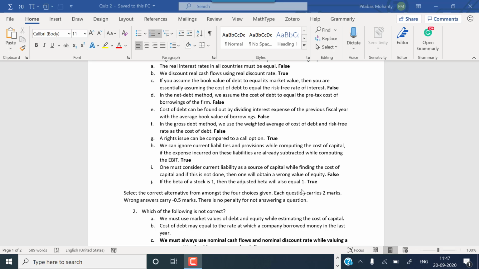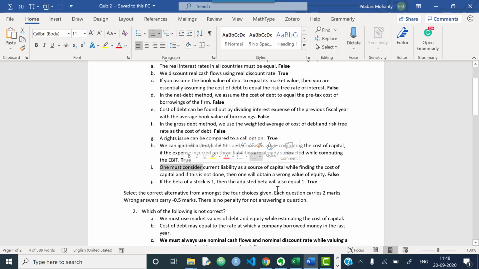Next is one must consider current liability as a source of capital while finding the cost of capital, and if this is not done, then one will obtain a wrong value of equity. Now that's wrong, that's false. The problem is this word, one must consider, that is obviously not correct, because it's not necessary. You can always ignore current liability, and as long as you are consistent in your cash flow calculation, you would still get the right value of equity.